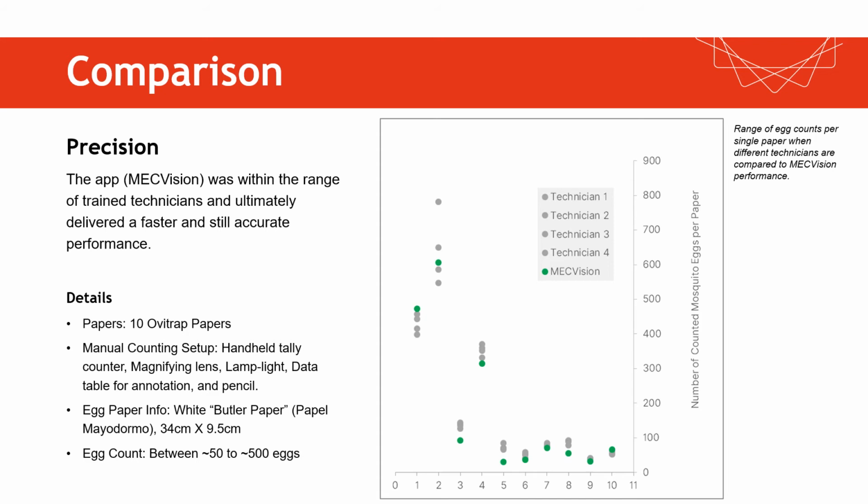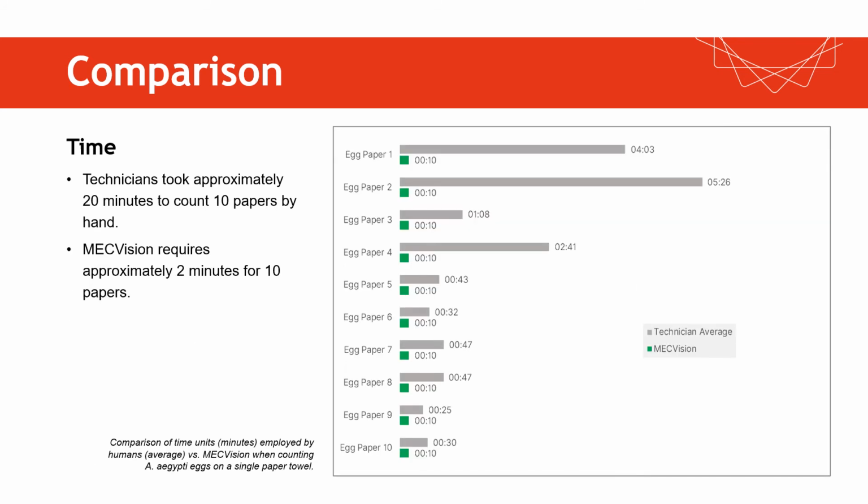And then we applied the app, which is called the MEC Vision app, or Mosquito Egg Counter Vision app. On the right-hand side there in the graphic, you can see the technicians' counts are in gray, and the app's count is in green. You can see how there is great agreement across all 10 of the papers in terms of the number of eggs that were counted. So this gives us at least a preliminary sense that this is a pretty good device, giving us at least the same type of precision that we were getting with the hand counting.